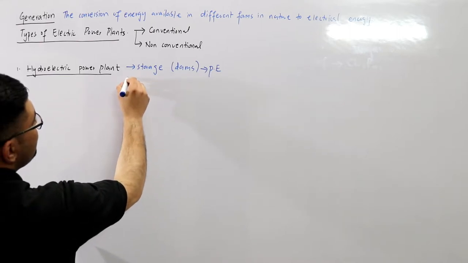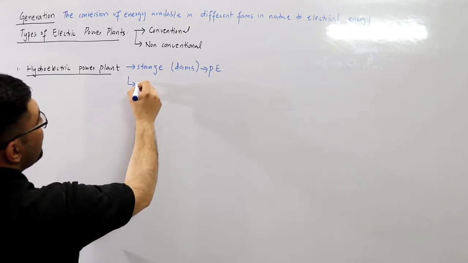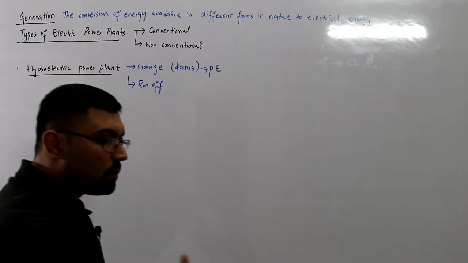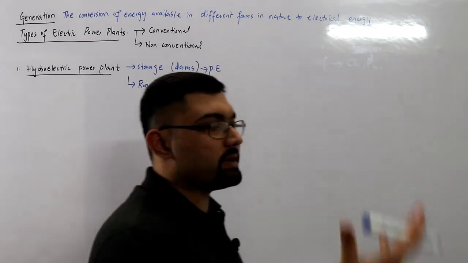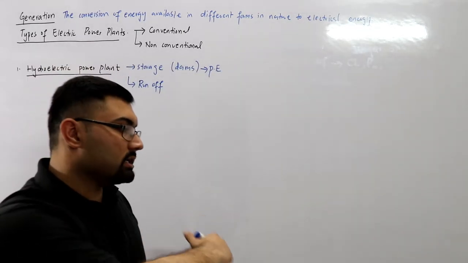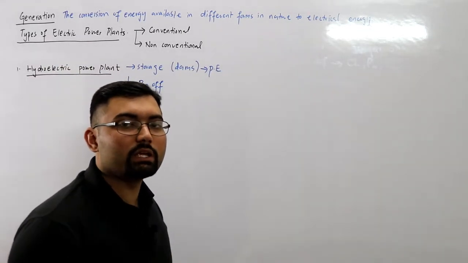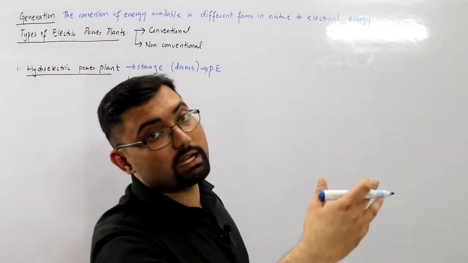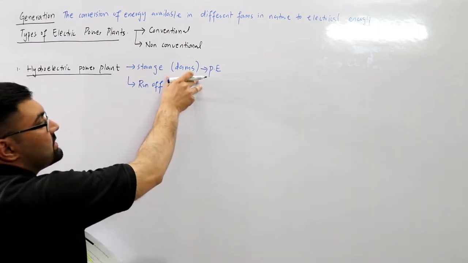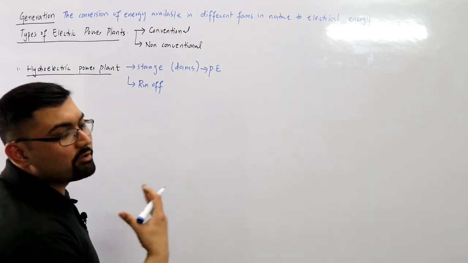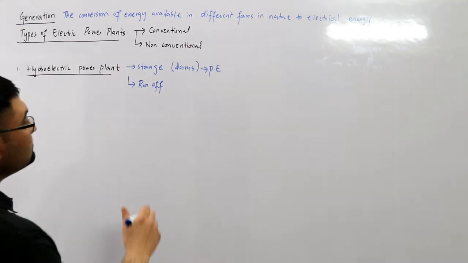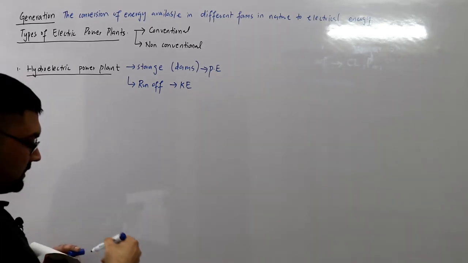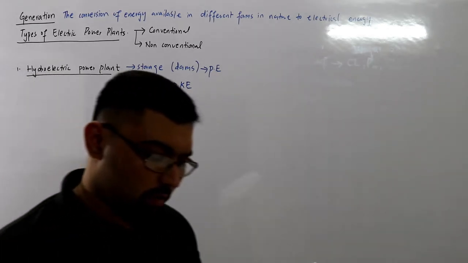In the second form, you can take the run-of-river plants, which means that you would not have storage. A river is flowing, water is flowing, and you install a turbine there. As the water flows, you have electricity production. If you don't have water flow, you don't have any electricity production. But with storage, you have a mass of water stored, so you would have uniform electricity production. The run-of-river plants utilize the kinetic energy of the flowing water.